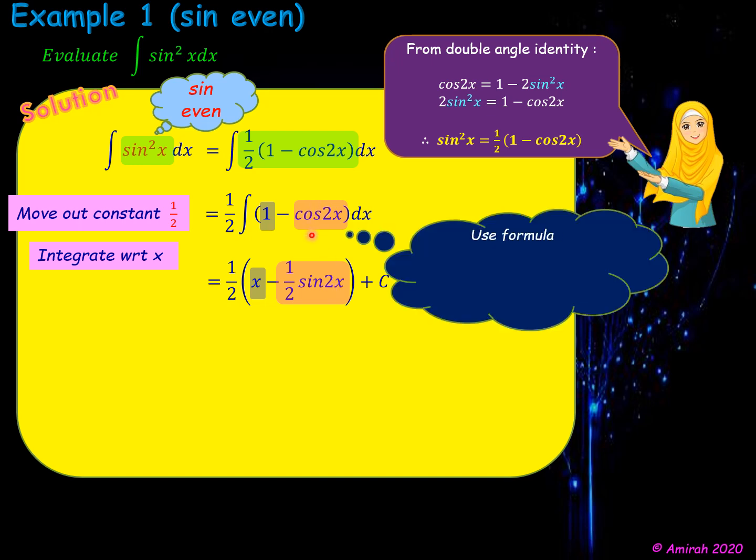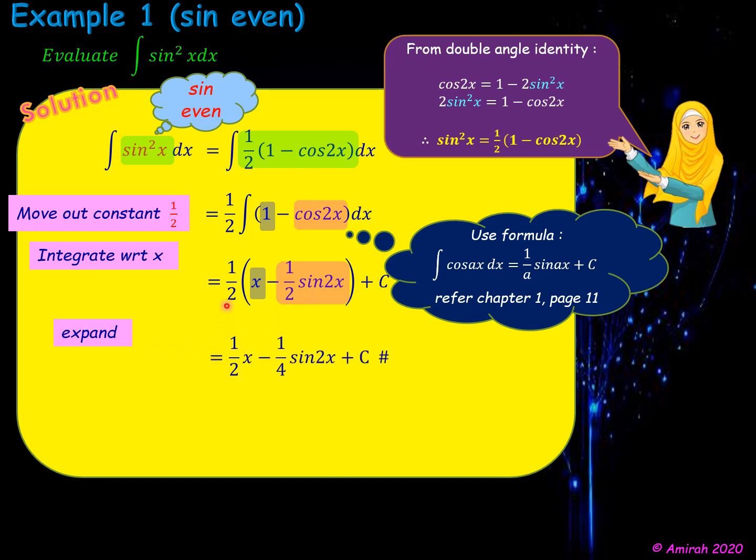Actually, to integrate cos 2x, we can use the formula: the integration of cos ax dx equals 1 over a sine ax plus c, and you can refer to chapter 1, page 11. After we integrate one by one, then we expand. So we multiply half with the x in the bracket, and we multiply half with half sine 2x. So the final answer is half x minus 1 over 4 sine 2x plus c. You got it?